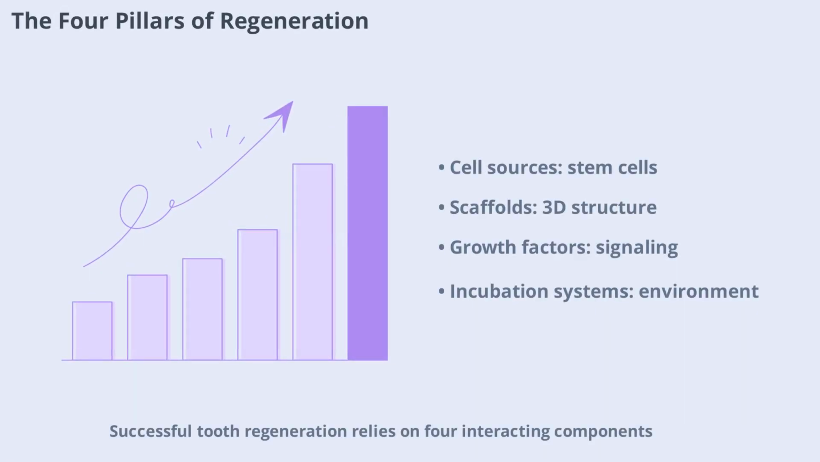Successful tooth regeneration relies on four interacting components: suitable cell sources, scaffolds to guide tissue formation, cellular growth factors to direct differentiation and angiogenesis, and an appropriate culture or incubation system. Progress has been made in each area, but no single solution yet reliably reproduces a complete, functional tooth in humans. Combinatory approaches that integrate these pillars are currently the most promising.